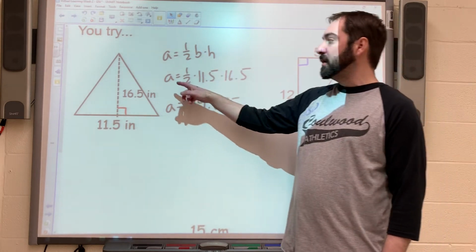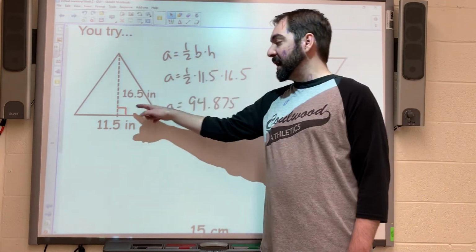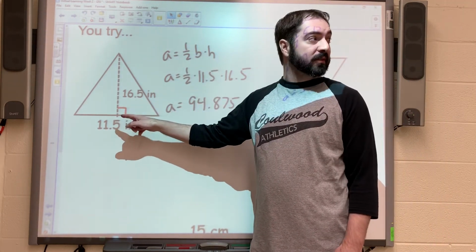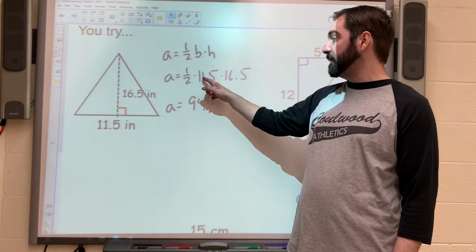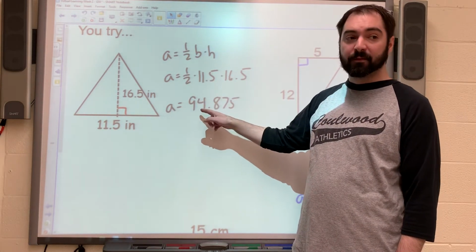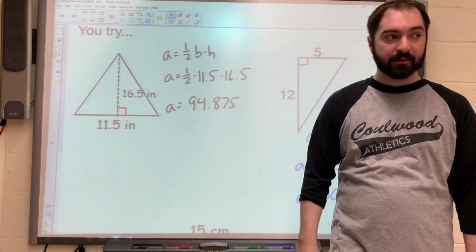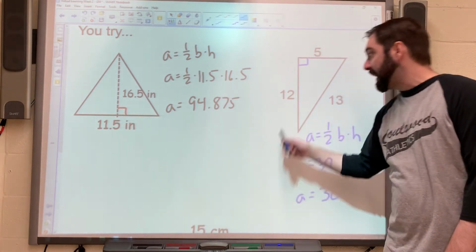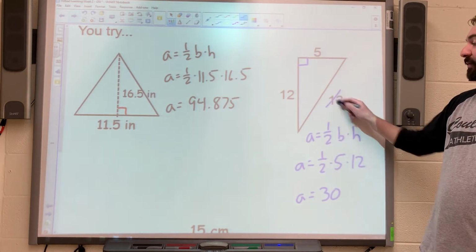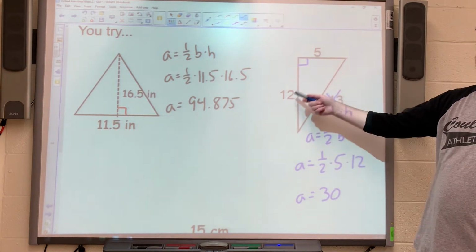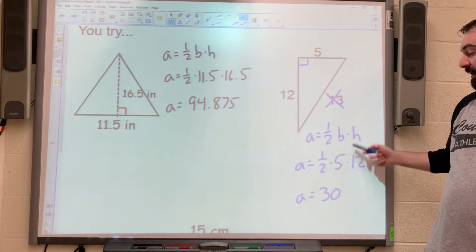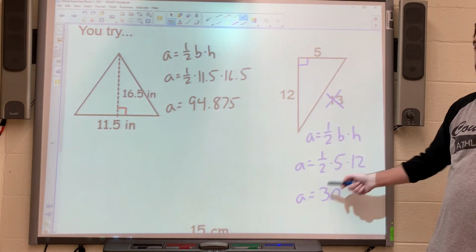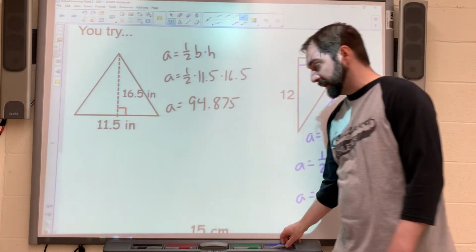First, top left one, we have 1/2 base times height. I have only 2 numbers. They didn't try to distract me too hard, so 1/2 times 11.5 times 6.5 is 94.875. Second one, we have a right triangle. They did give me all 3 measurements. Again, I located my right angle. I got rid of the number I don't need. 5 is my base, 12 is my height. 1/2 base times height, 1/2 times 5 times 12 gives me an area of 30.